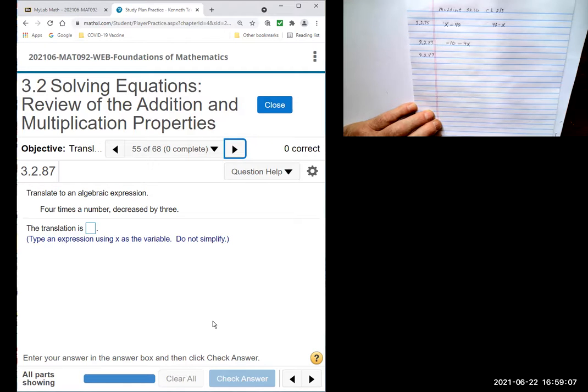This problem says 4 times, multiplication, a number decreased by 3. So 4 times the number x; decrease is another way of saying subtract, by 3. There's your translation.